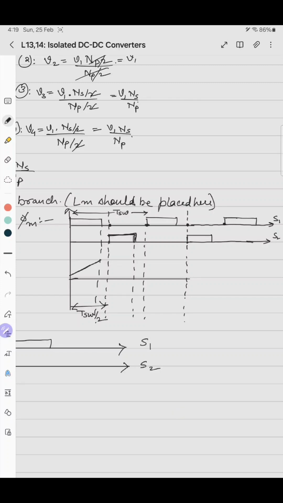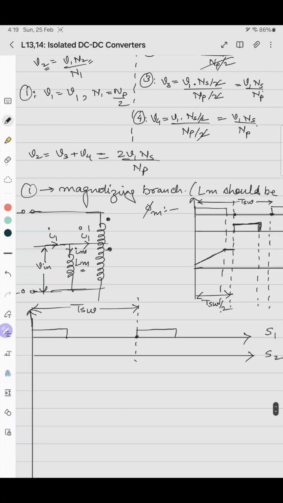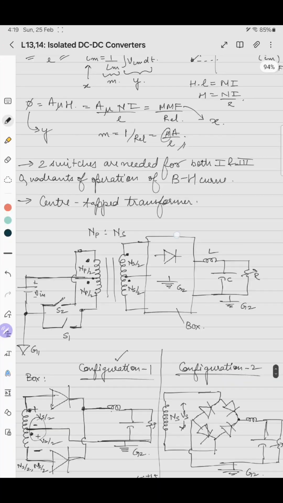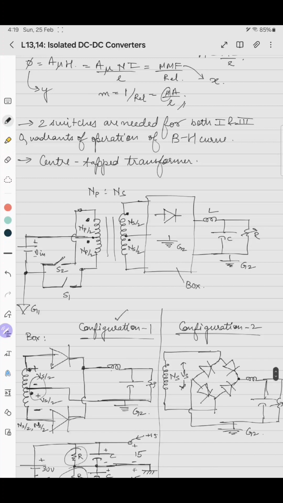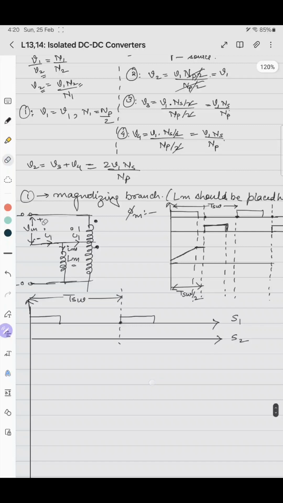When both the switches are off, the phi m is almost constant. When the S2 switch is on and S1 is off, the Vin gets disconnected from here and gets connected here with plus polarity. Wait, I will show you the polarity. When S2 is on, the negative terminal gets connected to the upper end, the dot end. So the polarity here I have reversed. Negative will be here and positive will be here.